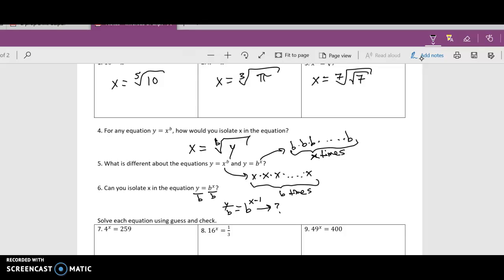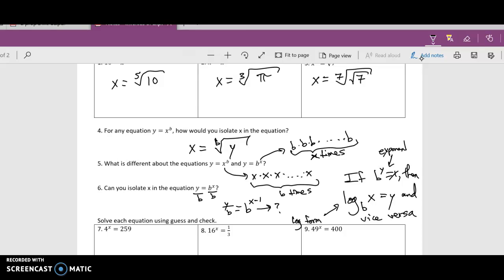So here's where the idea of the inverses of exponentials comes in. We say if b to the y is equal to x, then log base b, which is how we say this, it goes below the line a little bit, of x on the line equals y. And vice versa. So if you know log base b of x equals y, then you know b to the y is equal to x, okay? So this is known as log form. This is known as exponential form.